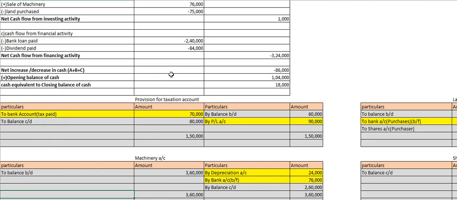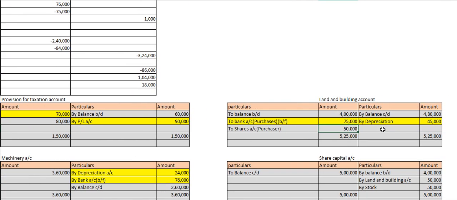So to shares account, which is 50,000, is nothing but purchase of land and building by issuing shares. So it is land and building account debtor, to shares account, which is 50,000. So by depreciation account 45,000. So now you have something called the credit balance. So to bank account, which is 75,000, which is purchase of land and building by cash, with the total is 5,25,000.